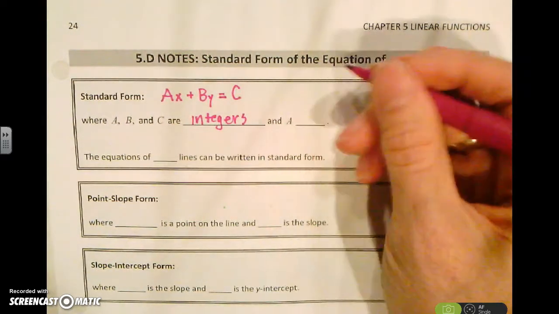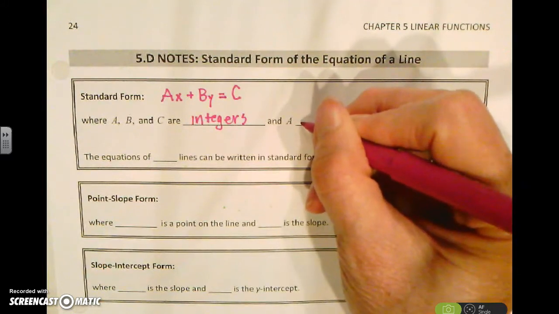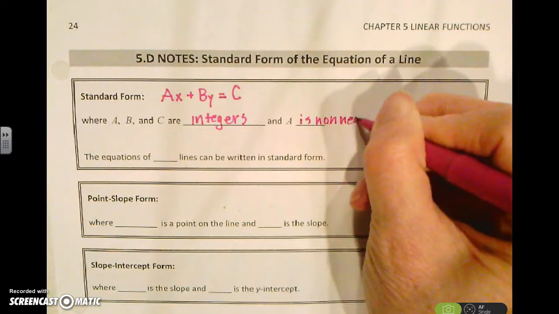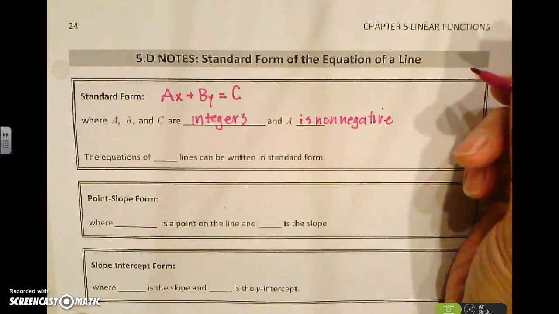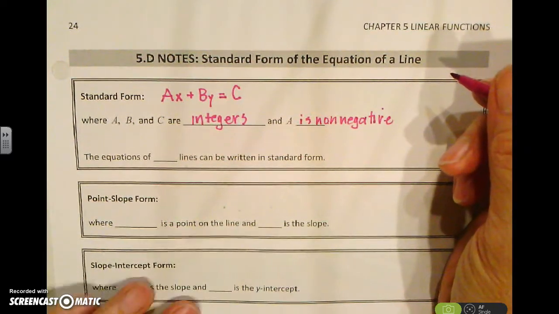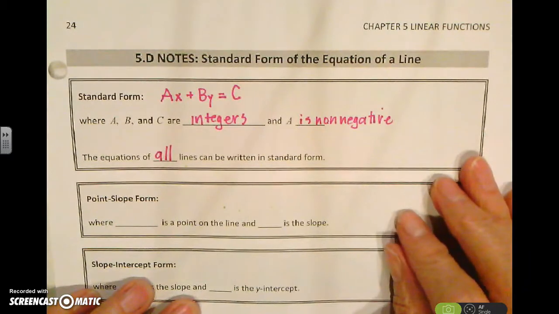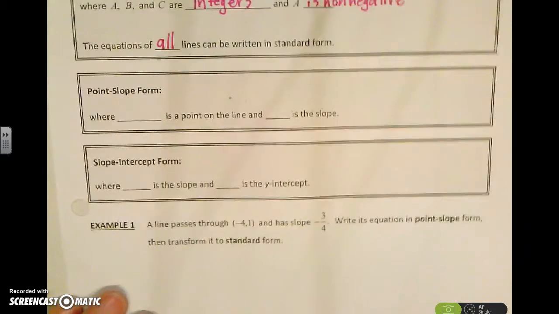And A is non-negative. I'm just going to say that A is non-negative. So that means for the most part that it's positive or zero. The equations of all lines can be written in standard form.